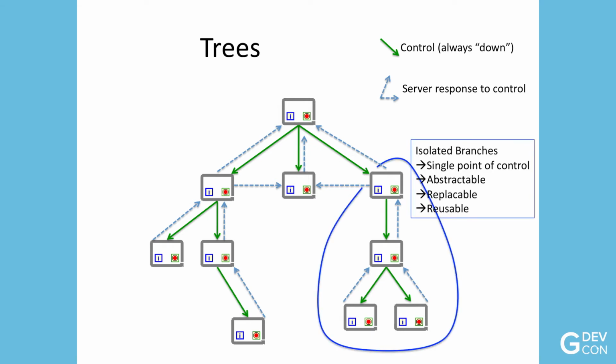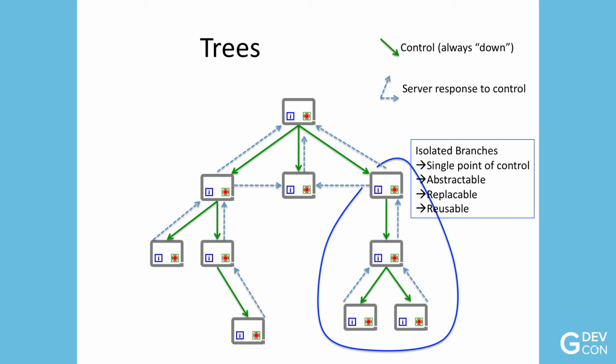And the thing to realize about a tree is each branch can be thought of as being isolated. So that branch on the side, control comes into that branch only through the top guy of that branch. And mostly the communication goes out through the top guy. The whole structure underneath is isolated. And because it's isolated, it's also abstractable. When you're working at the top level with the main, you don't have to worry about the details of this branch. You're just talking to the top guy. It's replaceable. You could swap that entire branch out and put in a different branch.